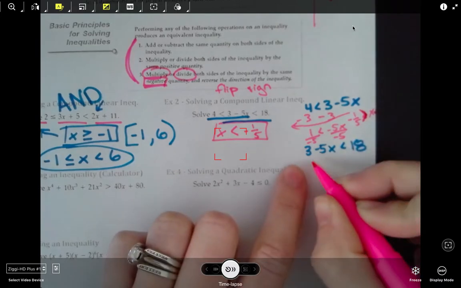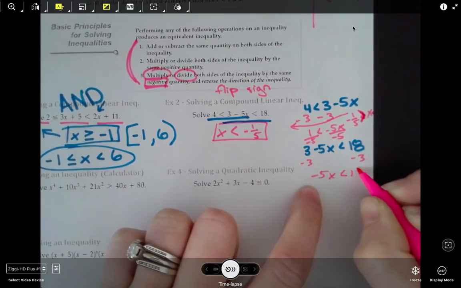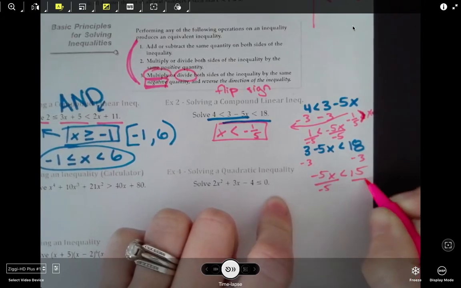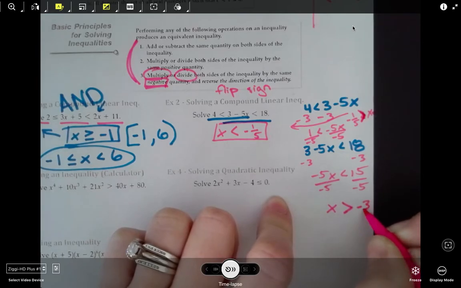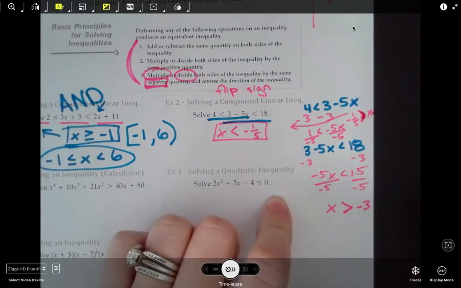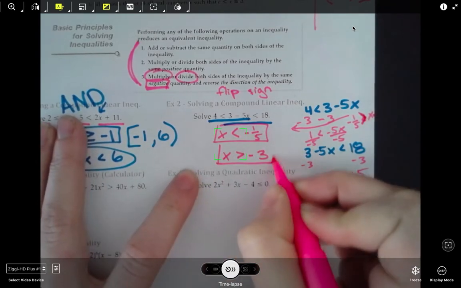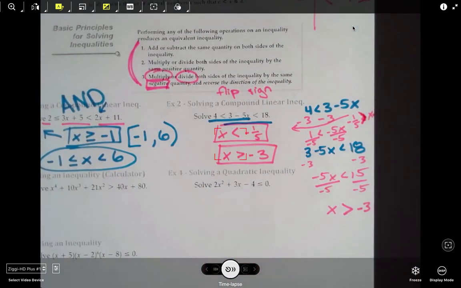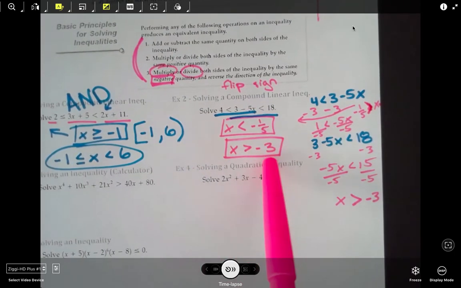Now this one, subtract 3. Negative 5x is less than 15. Divide by negative 5. X is greater than negative 3. Okay, now, can you have an x, the same number for x, that is both less than negative 1/5 and greater than negative 3?